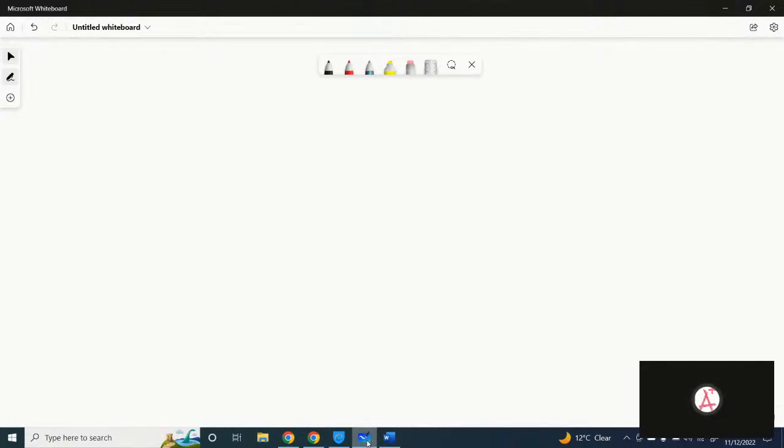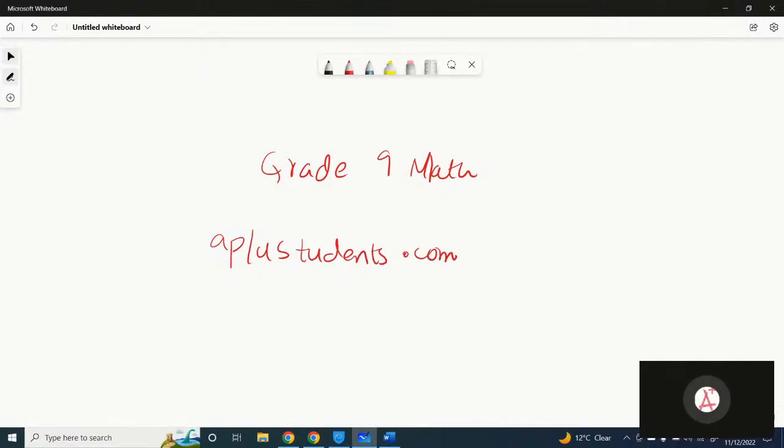So, we're going to start with grade 9 maths. You can find all the lessons on aplusstudents.com. You have to log in there using your email address and password as provided by the administrator. Then, you have to select math from the subject tab. Scroll down to grade 9 maths. Click on view all lessons and start with the chapter solve equations.